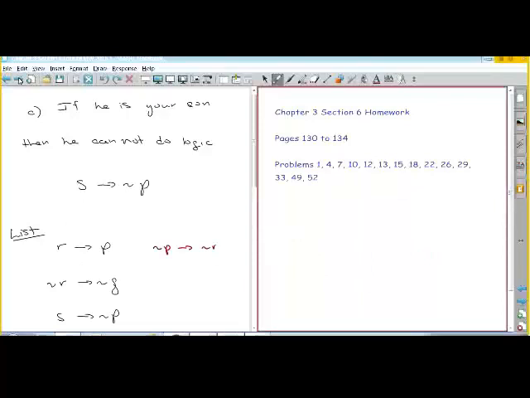And that's your homework assignment for the last section. Problems 49 and 52 are Lewis Carroll problems. Problems 29 and 33 are arguments with more than two premises. And the rest are just using truth tables to find out whether arguments are valid or invalid.